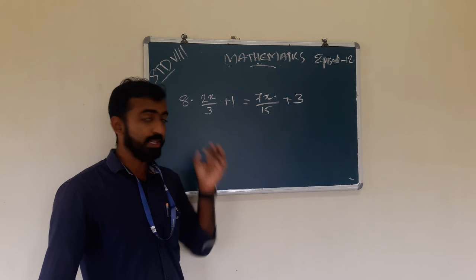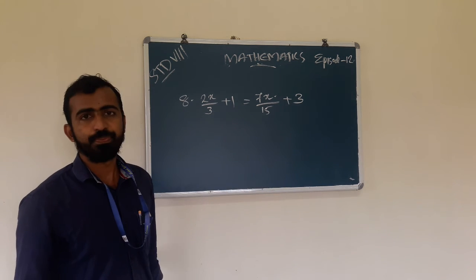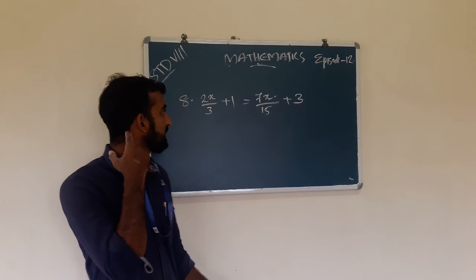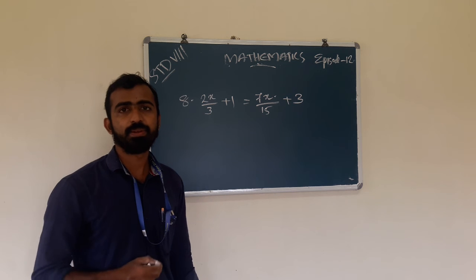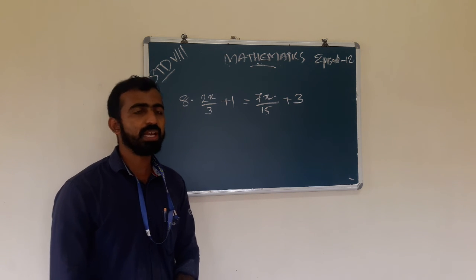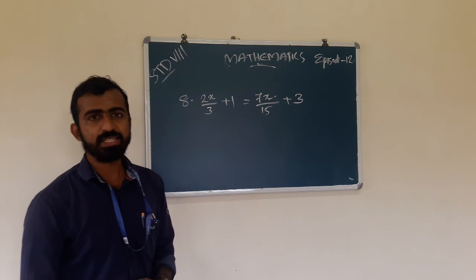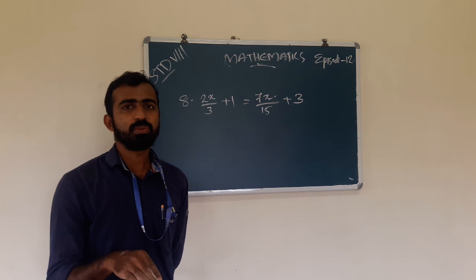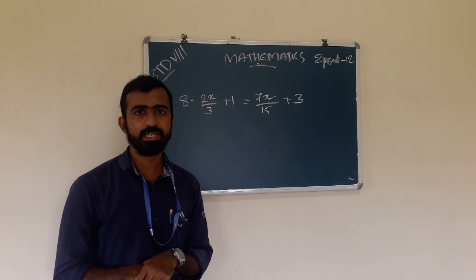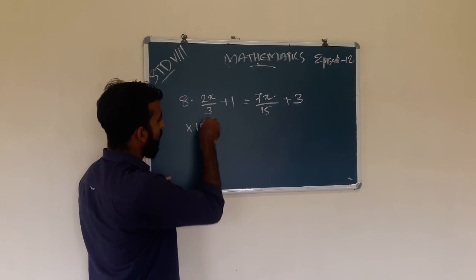This is the next question. We want to solve. What is the answer? Anyone can say. What do we do first? Here there are fractions, x in fractions. We want to solve as whole numbers. Is it? We can multiply it by 15 throughout.